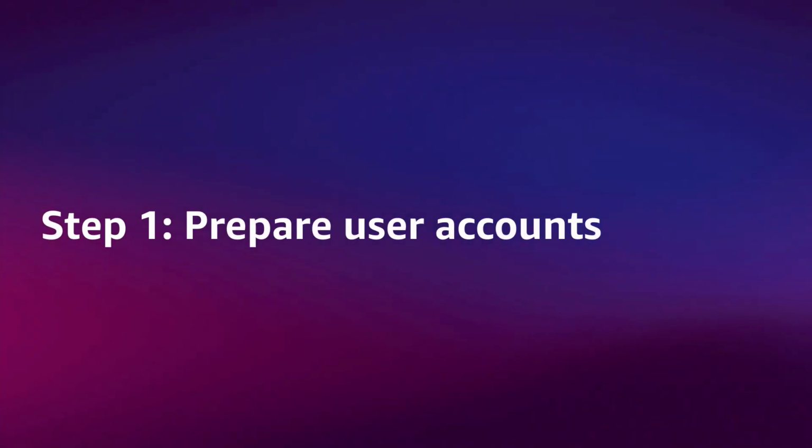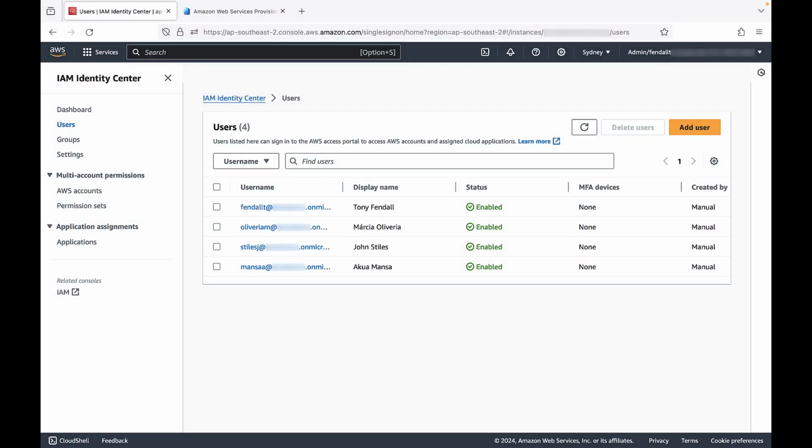Step 1 is to prepare the users that already exist in IAM Identity Center. Okay, here I am viewing my IAM Identity Center instance in the AWS console. In order for my existing users to be accessible when logging into IAM Identity Center using a SAML-based identity provider such as Entra ID, I have ensured that my usernames in IAM Identity Center are formatted as an email address and that they match the email address that the user has in my identity provider.